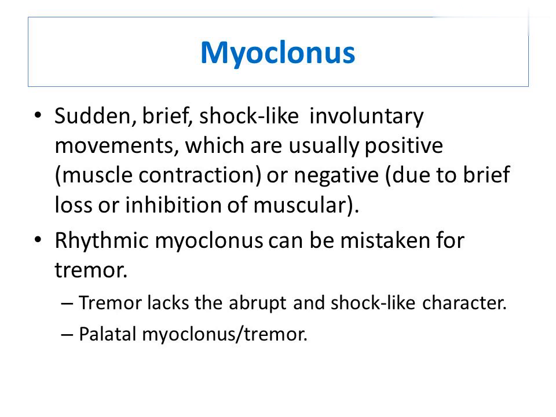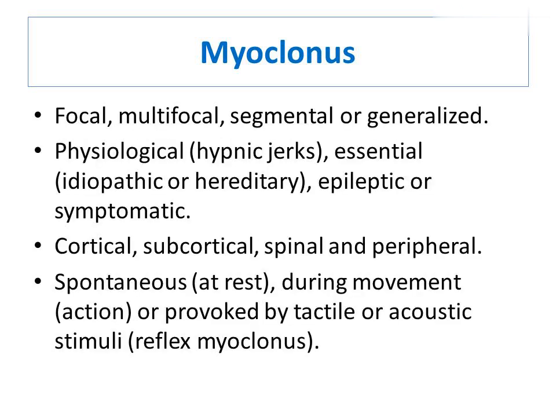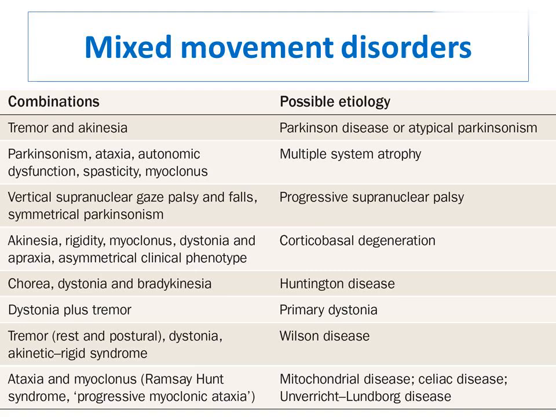Palatal myoclonus or tremor. Myoclonus may be focal, multifocal, segmental or generalized. Physiological, hypnic jerks, essential, idiopathic or hereditary, epileptic or symptomatic. Cortical, subcortical, spinal and peripheral. Spontaneous, at rest, during movement, action, or provoked by tactile or acoustic stimuli, reflex myoclonus. Mixed movement disorders.